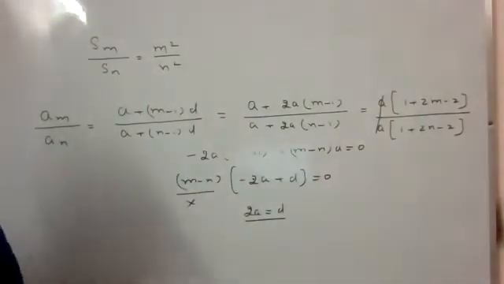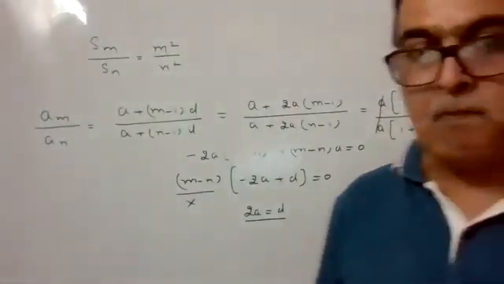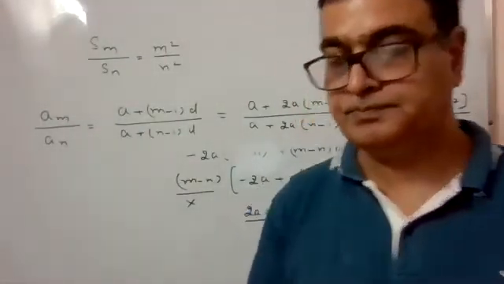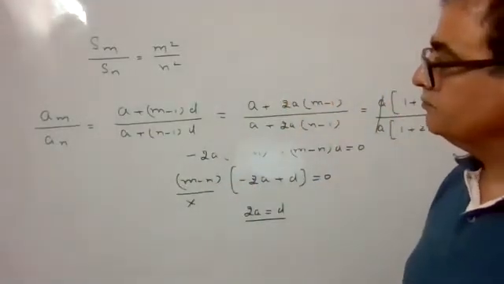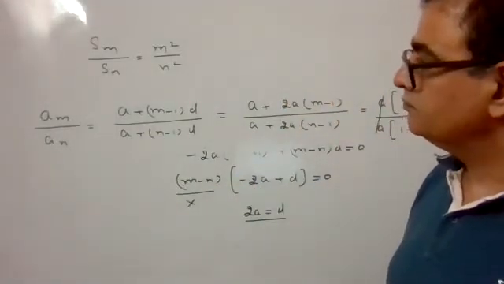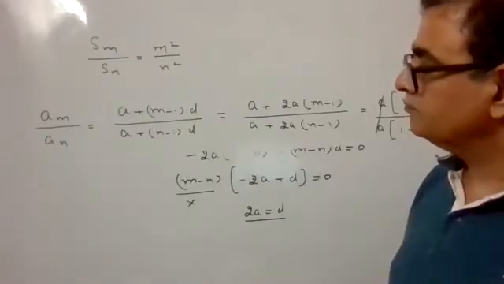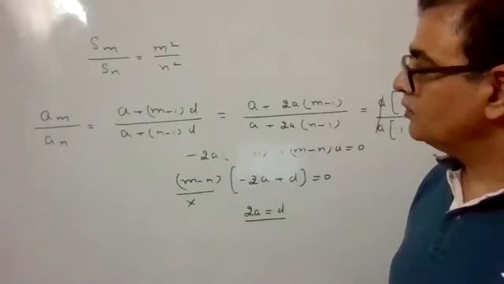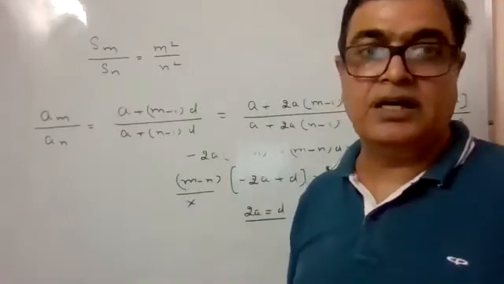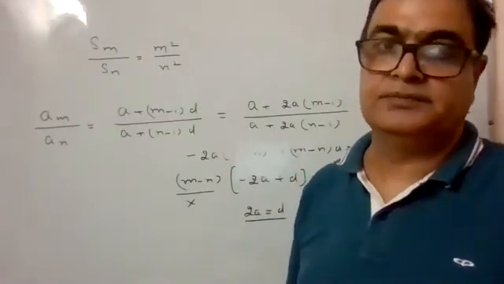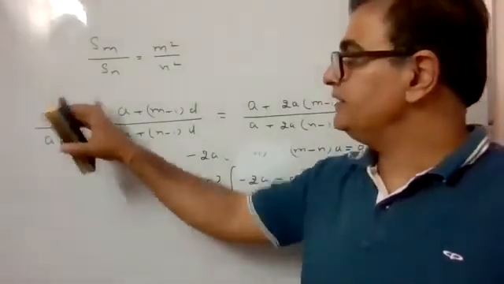Sir, I have one question, sir. Yes. That this AM upon AN, we can write it as 2A plus M minus 1 into D upon 2A dash, whatever is different, plus N minus 1 into D. Why? Sir, what is the same AP? It is the same AP. So you can't say it is A and it is A dash.